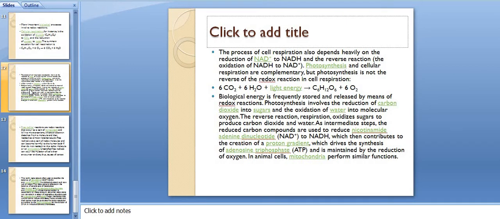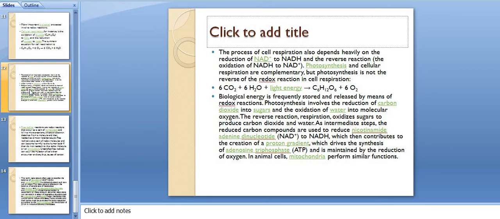Biological energy is frequently stored and released by means of redox reactions. Photosynthesis involves the reduction of carbon dioxide into sugars and the oxidation of water into molecular oxygen. The reverse reaction, respiration, oxidizes sugars to produce carbon dioxide and water.